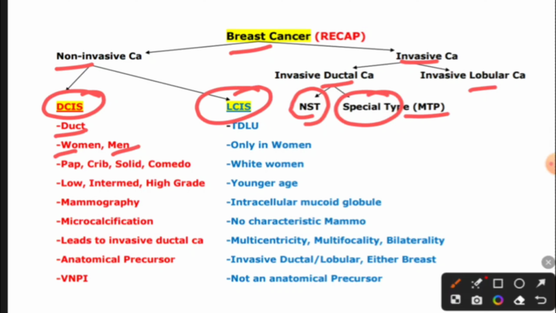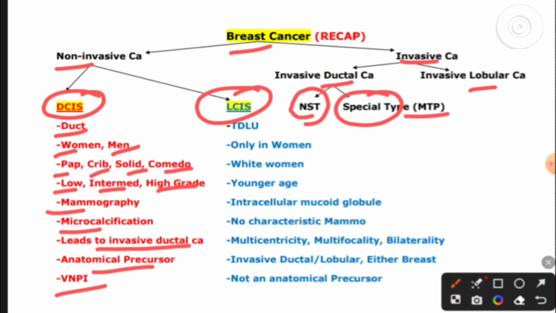Pathologically, it is divided into papillary, cribriform, solid, and comedo type. Also classified into low, intermediate and high grade, typically diagnosed by mammography, and the characteristic feature is the microcalcification. It leads to invasive ductal carcinoma. It's an anatomical precursor, and VNPI is used to determine the aggressiveness of the DCIS.